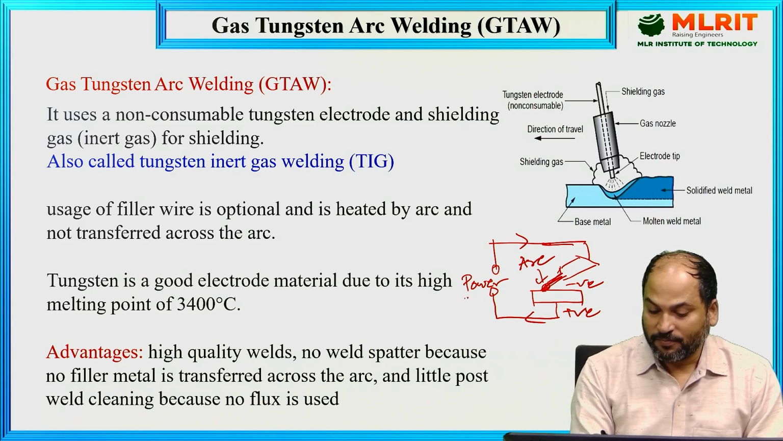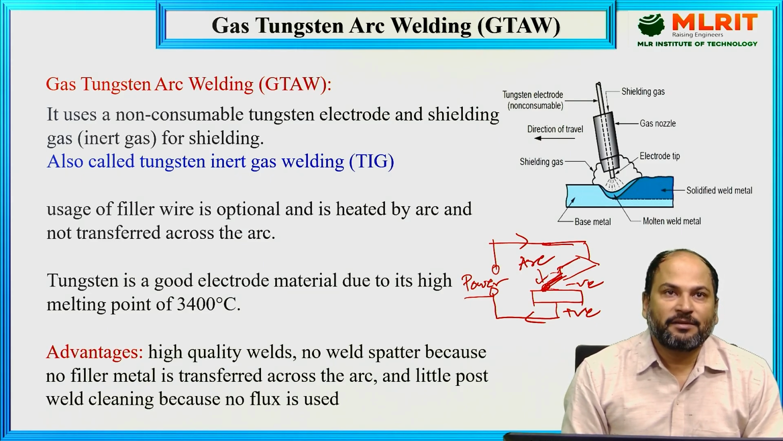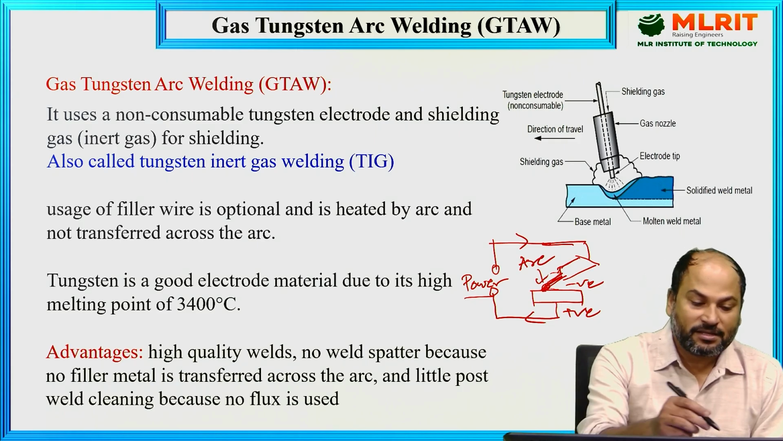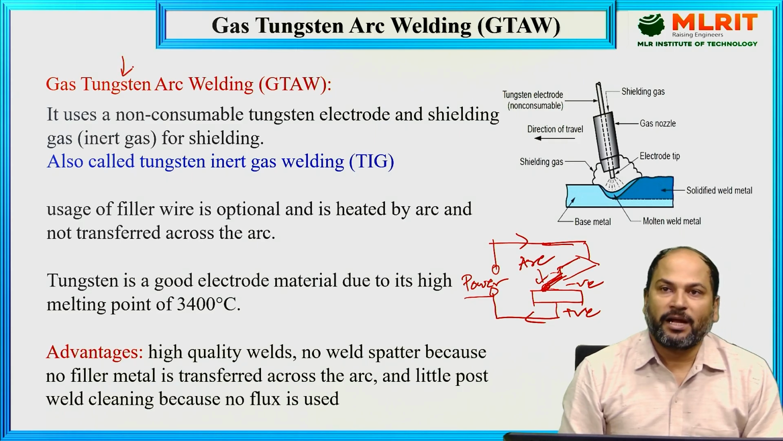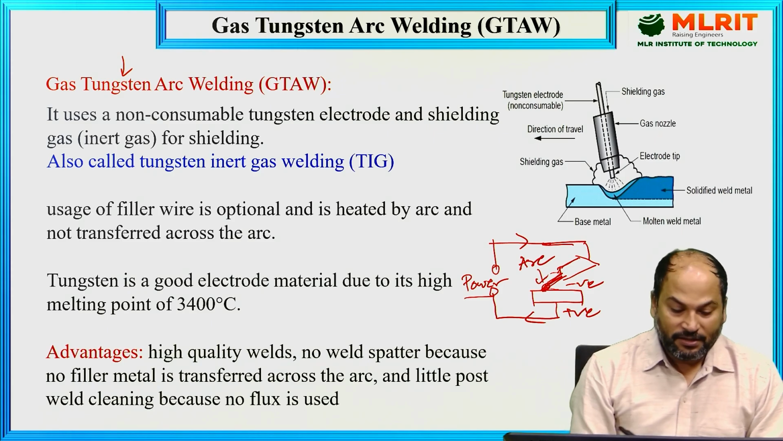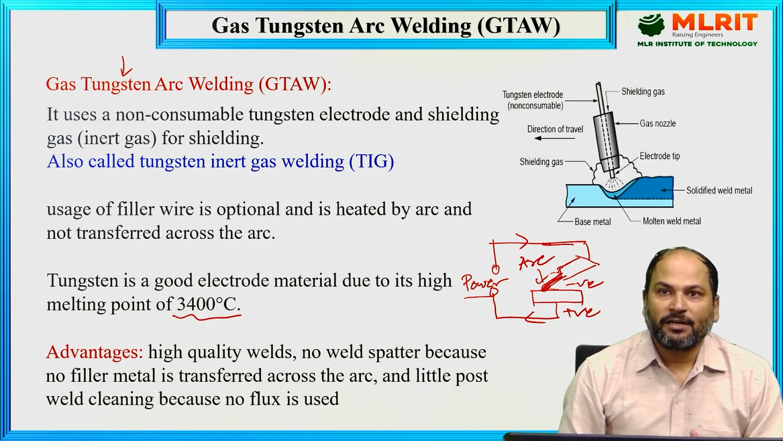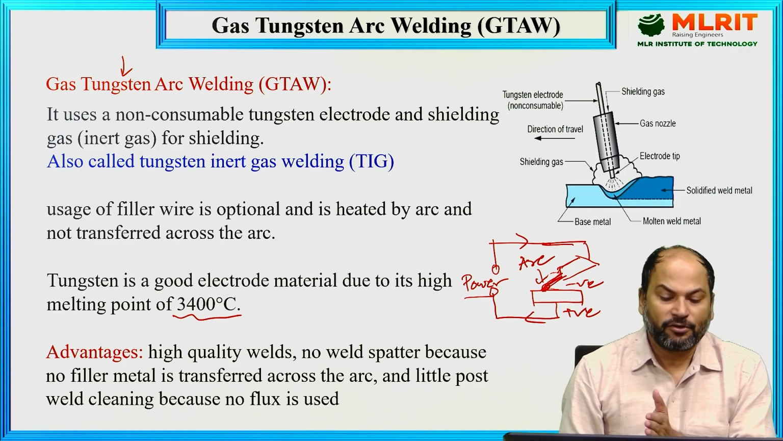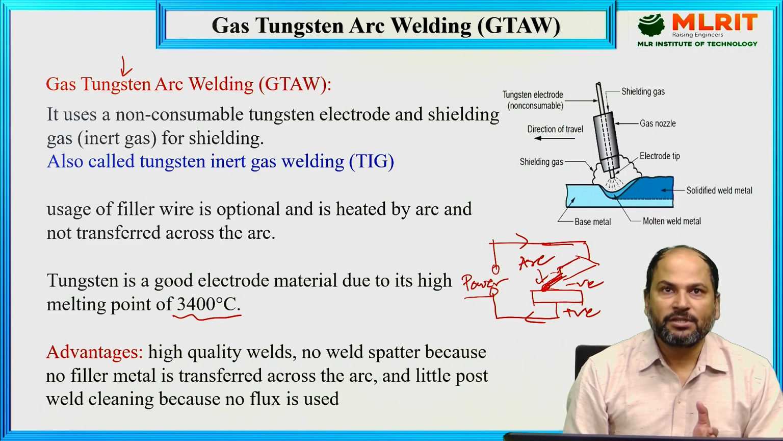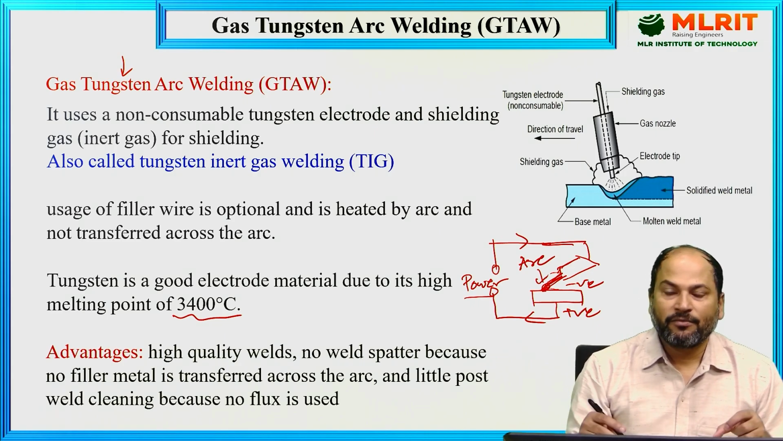We can see here the power source connected to the electrode holder, which is holding this electrode. In this process, as the name itself tells, the tungsten is a non-consumable electrode. Its temperature is very high, approximately 3400 degrees centigrade. When we are doing the welding, we create the arc with the help of this electrode. Definitely it is not going to melt, so there will be no deposition of it wherever we are doing the welding.